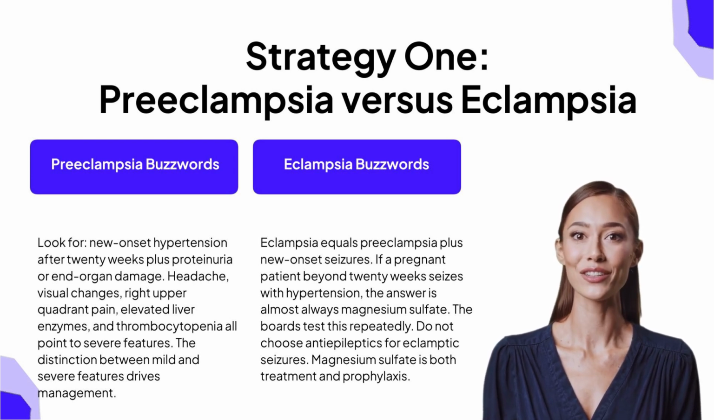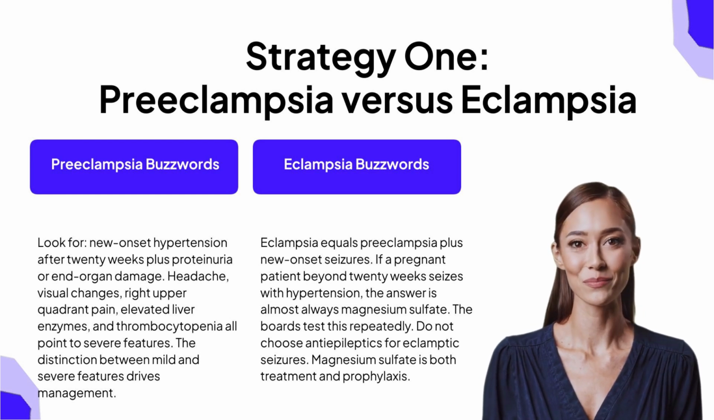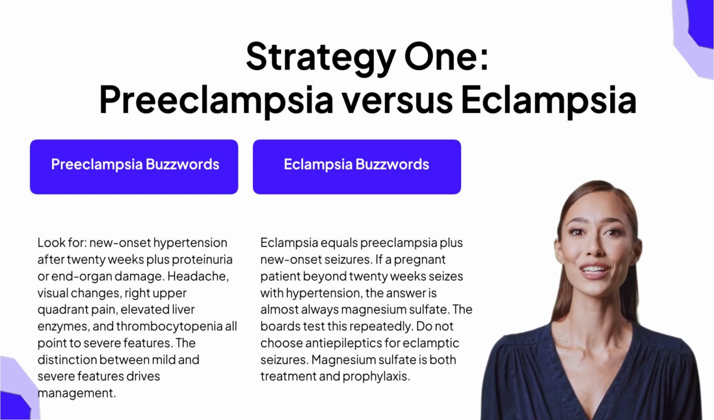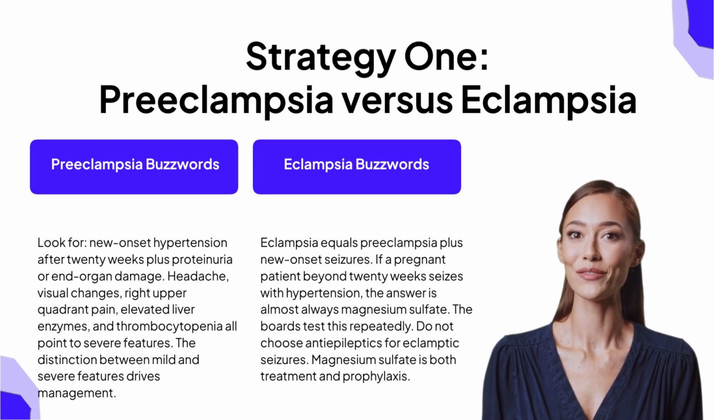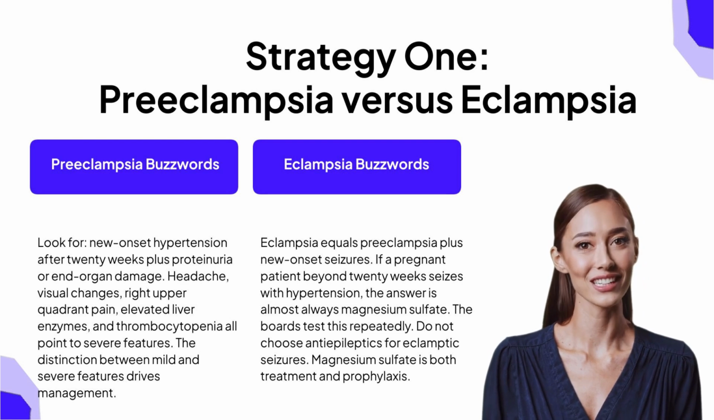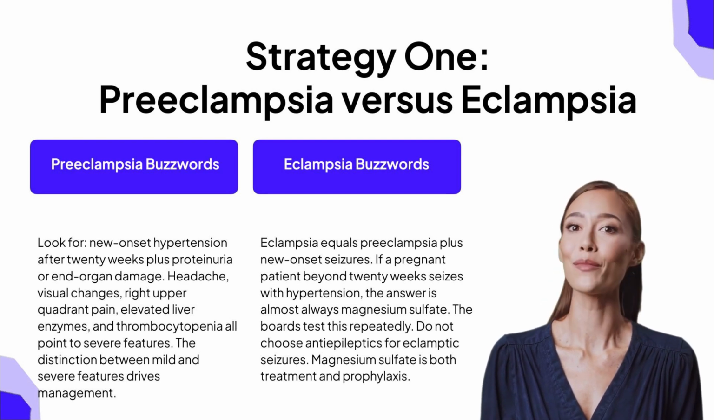With severe features, the answer shifts to delivery and magnesium sulfate. For eclampsia, the defining feature is seizures. Magnesium sulfate is always the correct treatment for eclamptic seizures, never anti-epileptic medications. The boards absolutely love testing this distinction, so make this your first mental framework.